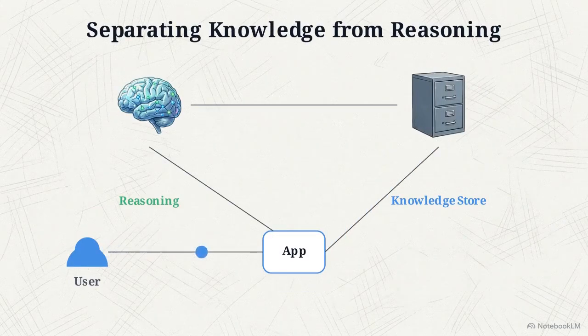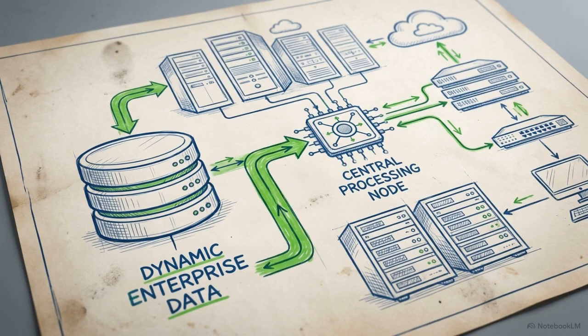Instead, separate knowledge from reasoning. Using a retrieval-augmented generation, or RAG architecture, the model queries a dedicated search index for current policies right before answering. Whenever an application requires highly dynamic or frequently updated enterprise data, RAG is the correct architecture to maintain accuracy.